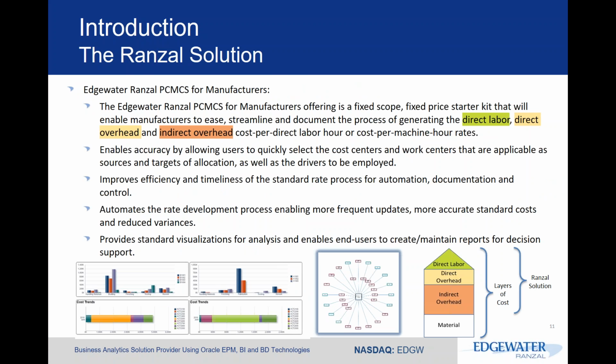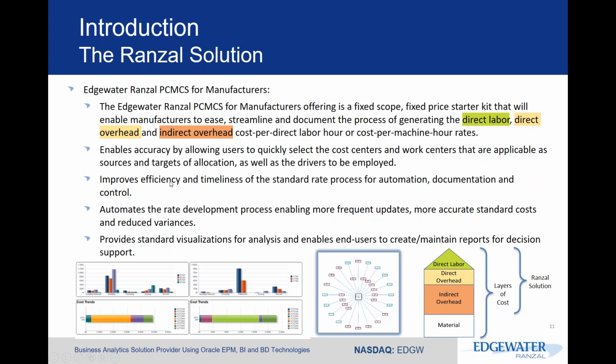So the Ranzel solution for PCMCS for manufacturers is a fixed scope, fixed price starter kit that will enable manufacturers to ease, streamline, and document the process of generating direct labor, direct overhead, and indirect overhead cost per direct labor hour or cost per machine hour, depending on what's the applicable rate. And we'll do so by enabling users to quickly select cost centers and work centers that are applicable as sources and targets of allocation, as well as the drivers that are employed to do those allocations.